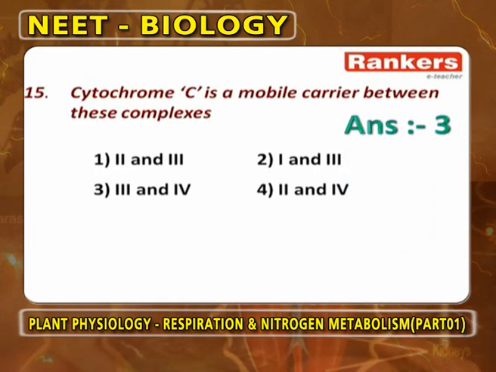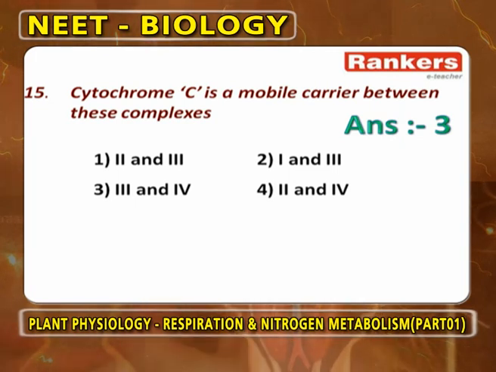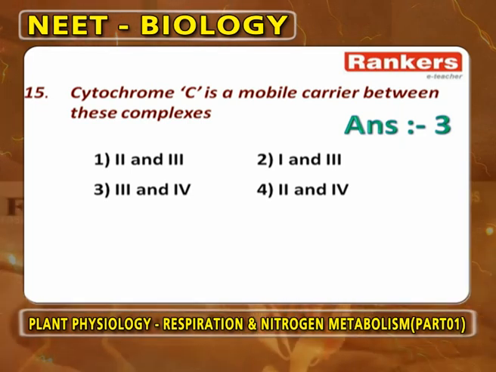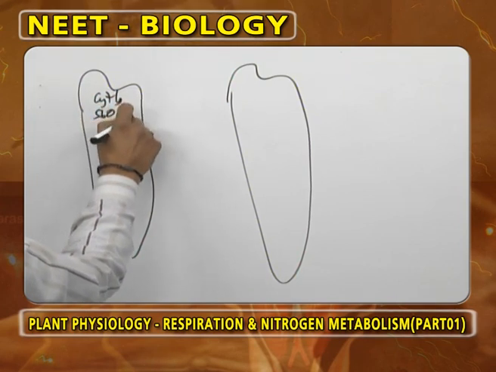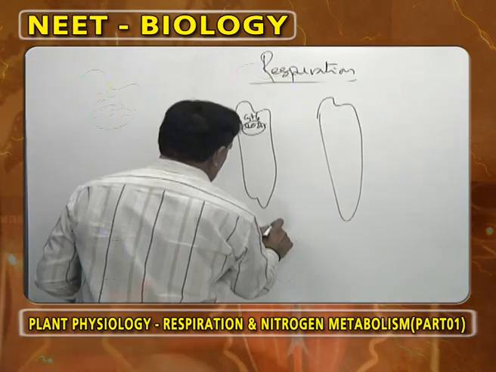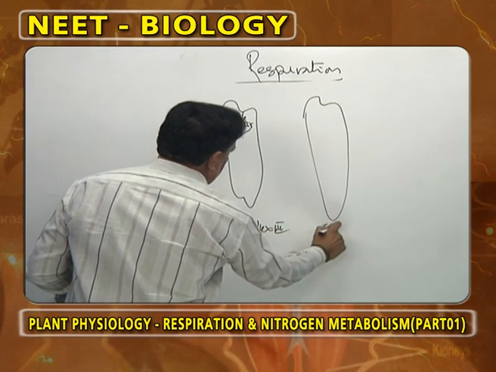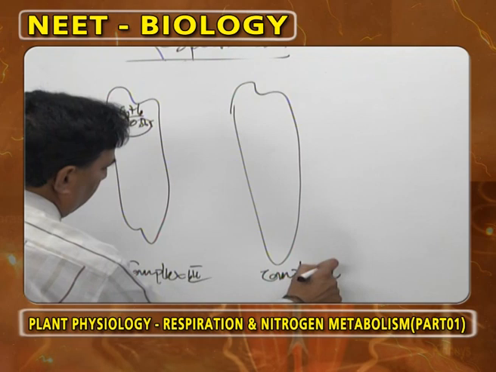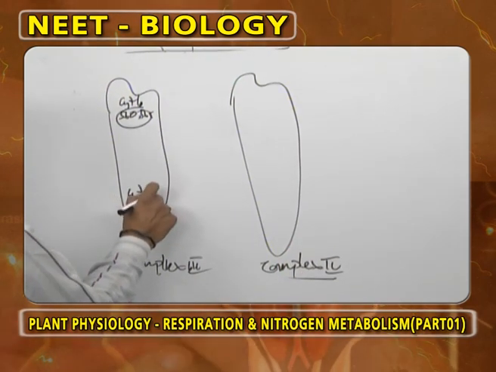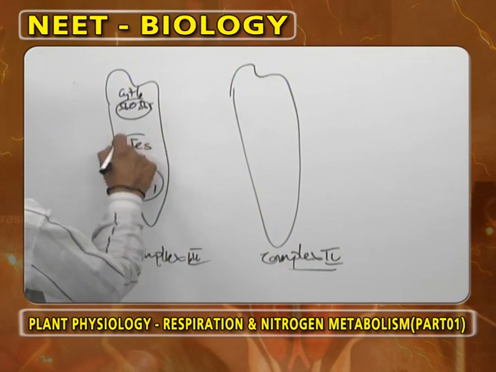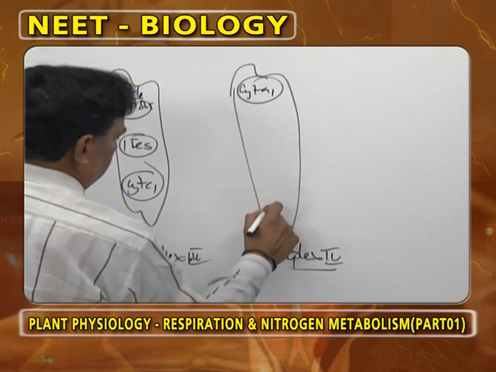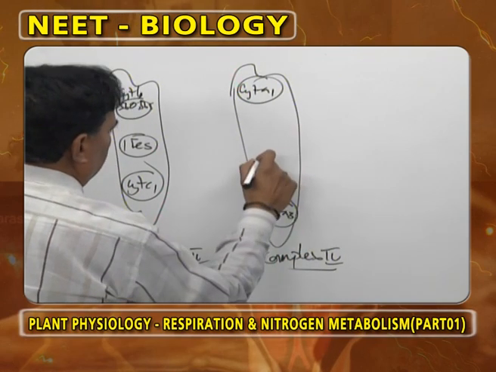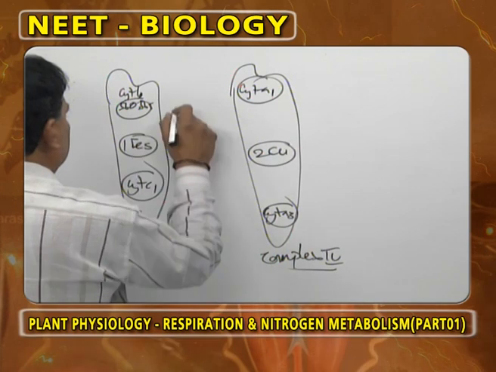Cytochrome C is a mobile carrier between these complexes. This is complex 3 and this is complex 4. In complex 3, cytochrome b with 560, 565 is present. This is complex 3, cytochrome c reductase. This is complex 4, cytochrome c oxidase. And cytochrome c1 with 1 iron sulfur protein. Complex 4 has cytochrome a1, cytochrome a3, 2 copper containing proteins.